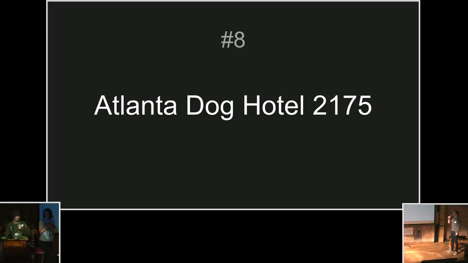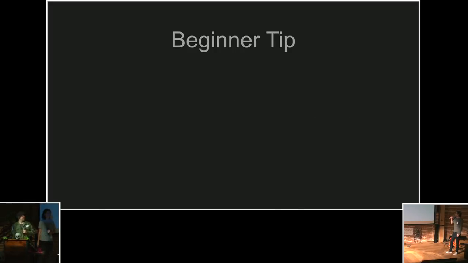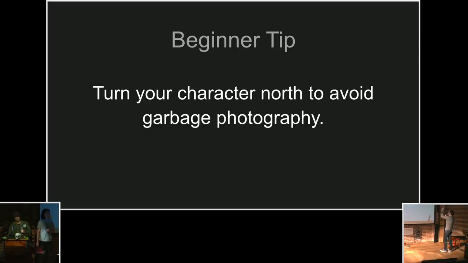How do we play this thing? You know, it's a really complicated one, but let's start with the basics. Beginner tip, turn your character north to avoid garbage photography. Great tip. The hotel is full of terrible photographs. And terrible things to photograph. Oh my God. Oh yeah, it's just like chipped paint. Just a lot of dogs and future detritus. Yeah, just turn north.